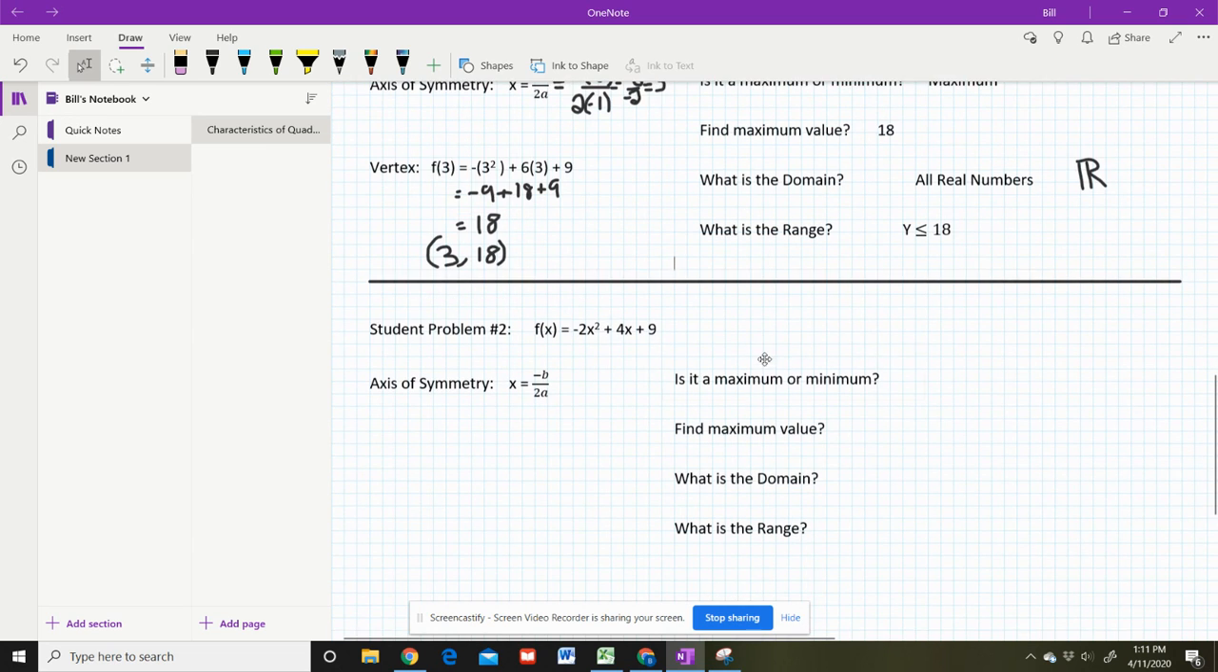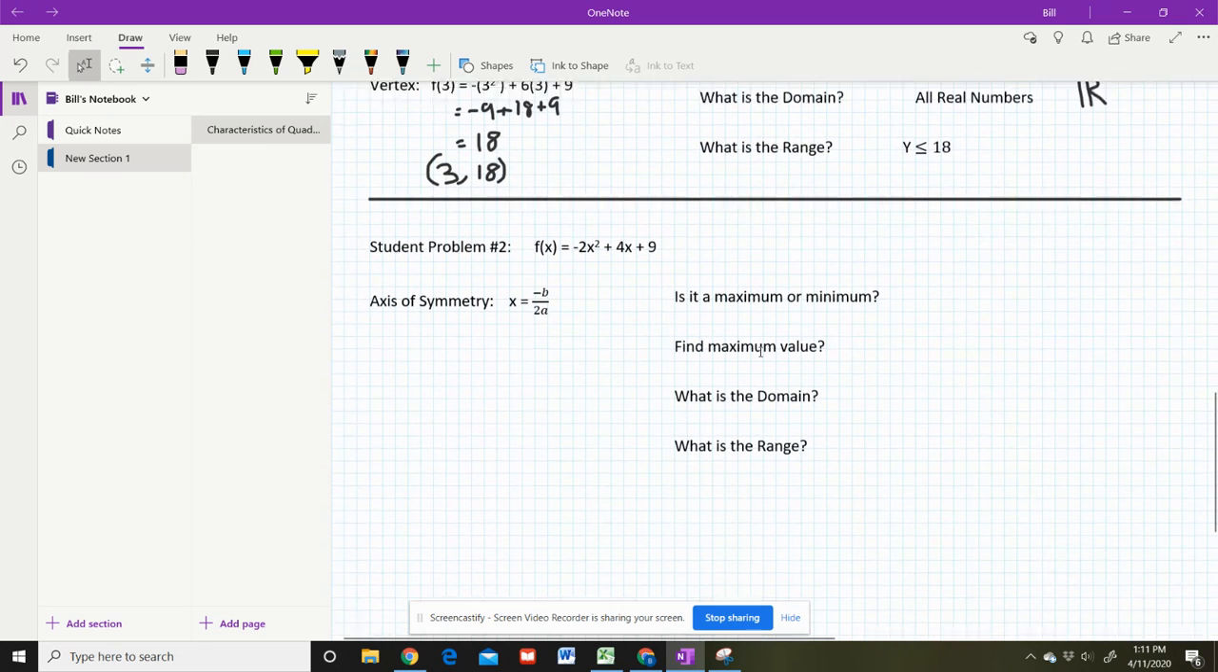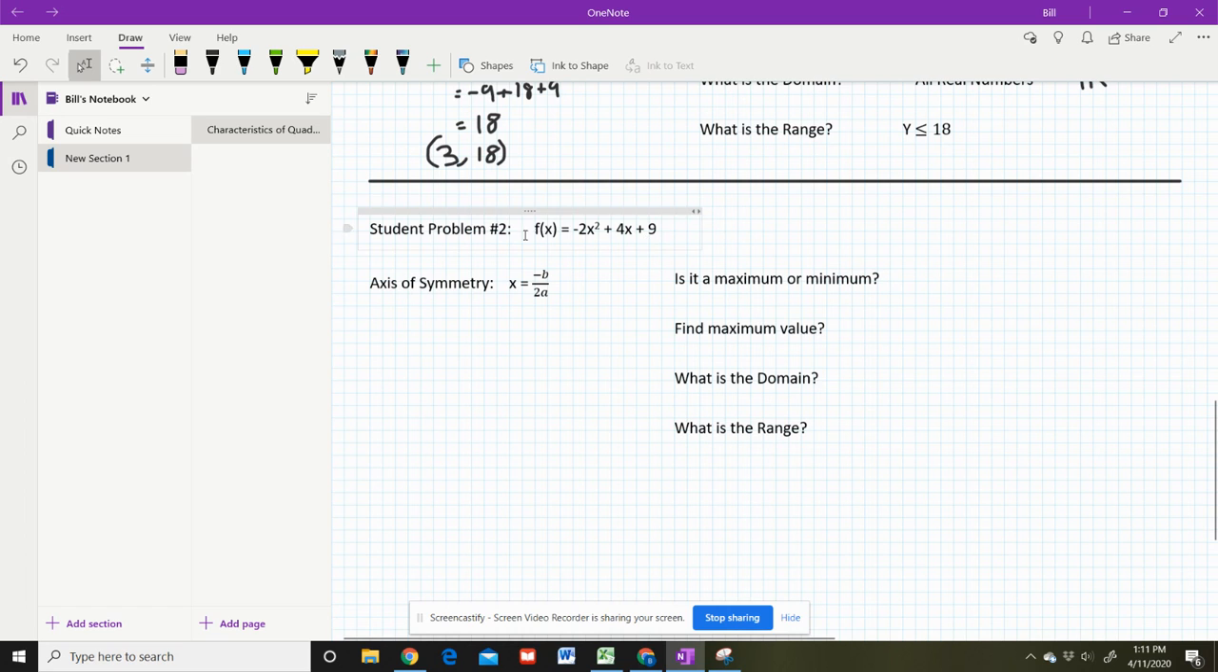So now what I'm going to have you do for the Edpuzzle is this problem right here. Just remember to take into account that negative 2 when you put it down for a. 2 times negative 2 should give you negative 4 for your denominator, so make sure you're bringing that negative 2 down, okay? So that'll be the end of the video, and then we'll move on to an exit ticket.